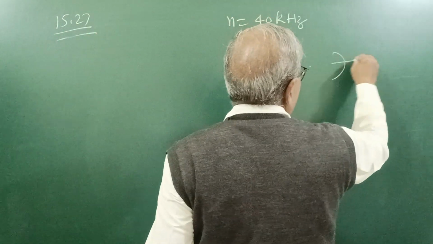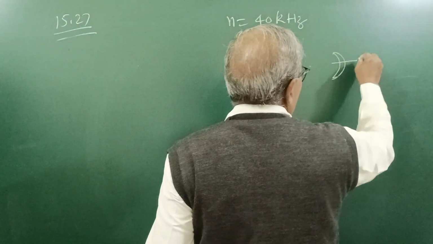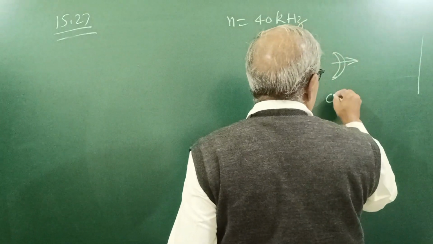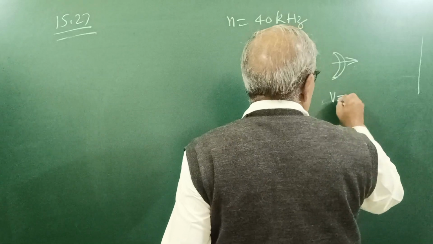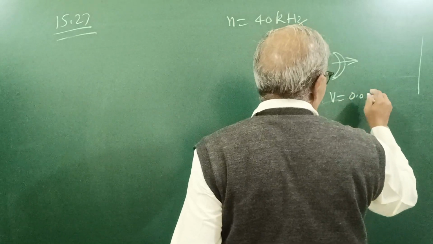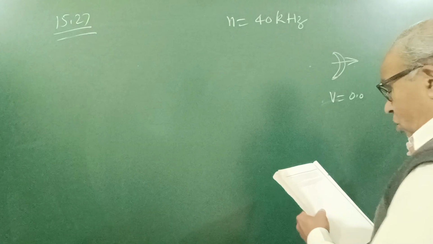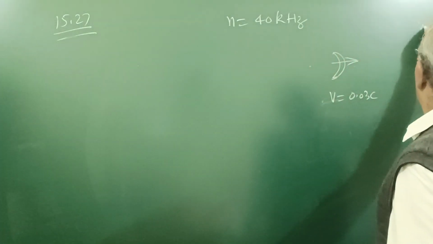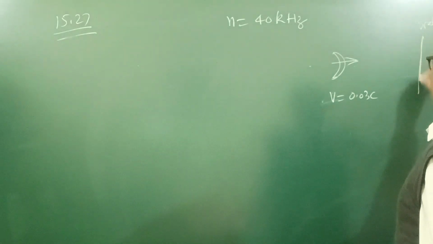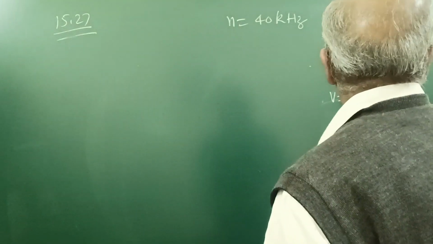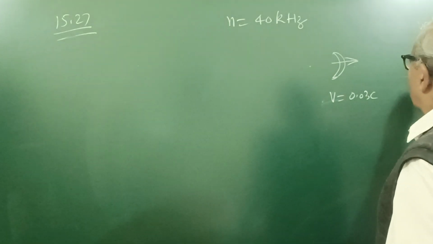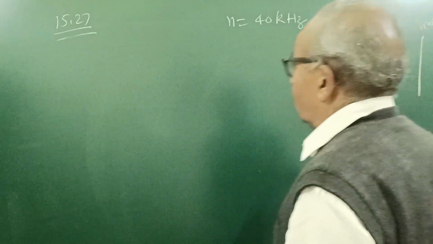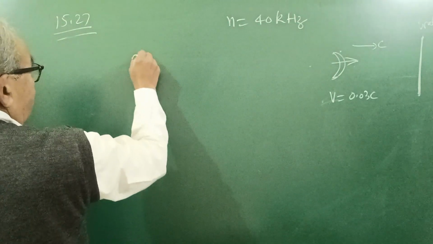Here the bat is going this way, and here is the wall. Its speed v is 0.03 c, where c is the speed of sound in air. So first the wall becomes a stationary observer, the bat is the source moving in the direction of sound. So the frequency heard by the wall.